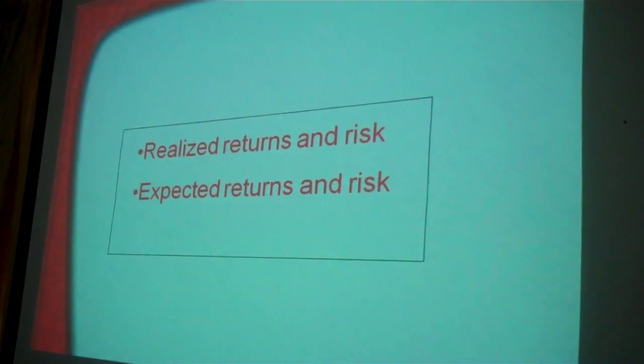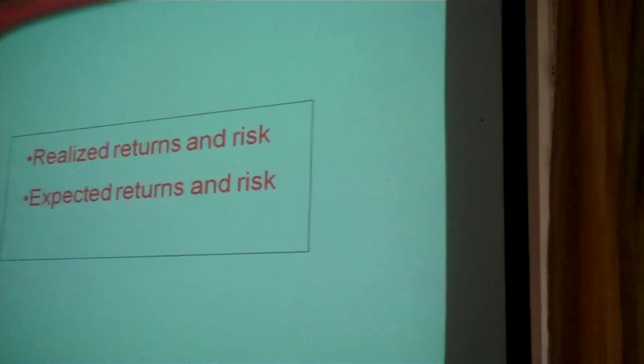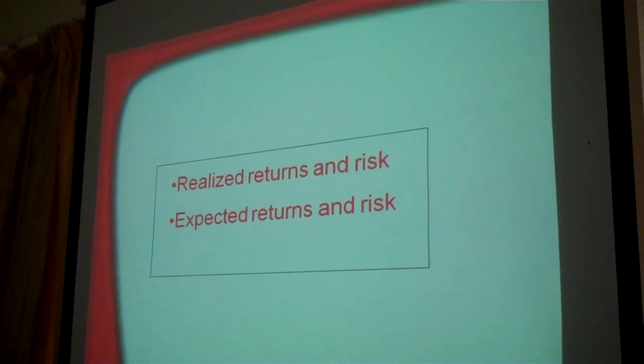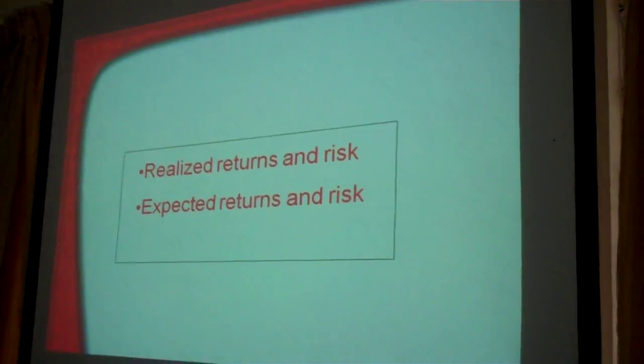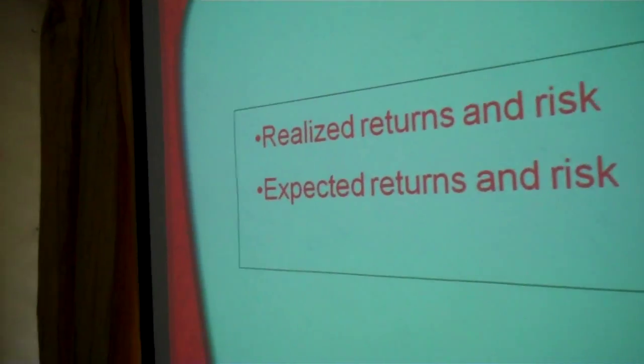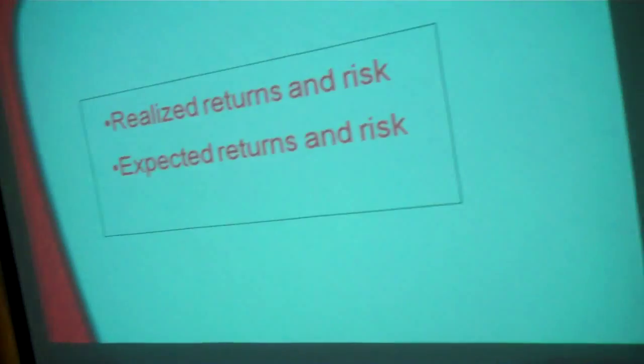Let us look into returns and risk as a chapter now. So we have two ways to look into the risk and return. One is realized and the other one is expected. What the stock has already given, realized in the last couple of years, and what is my expectation from this? Realized returns and risk, expected returns and risk.